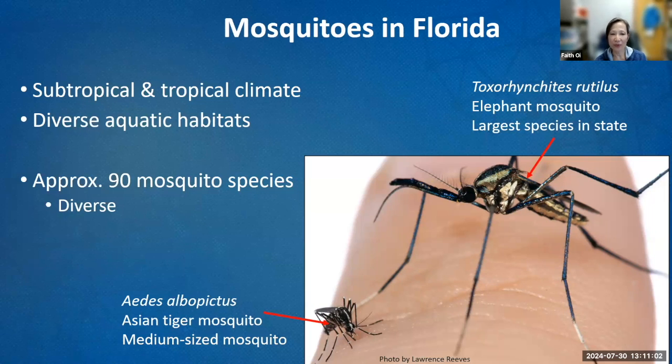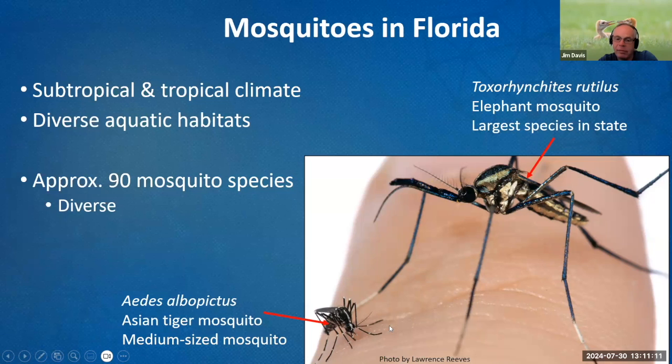And that Aedes albopictus down there, if you can see the size difference, is actually pushing out Aedes aegypti in distribution as well. We're going to talk more about Aedes aegypti. That's a mosquito that can vector dengue, chikungunya, and also yellow fever.